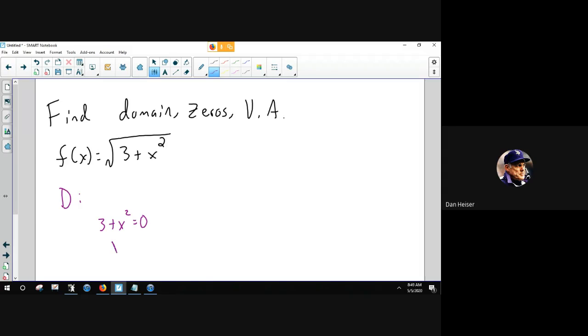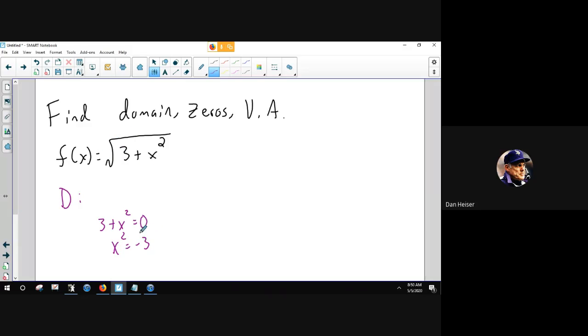Now notice, we get this. What's the square root of -3? Not a positive number. Not a nice number. Not even a real number. So, for this portion, we don't have a solution. What does that mean for our domain? It means there is no value of x that will make this negative.